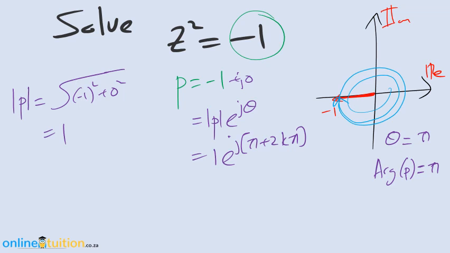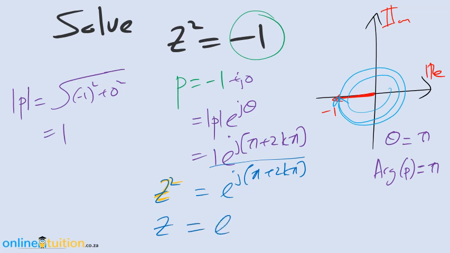So what are we solving for? And P we said was this guy, so it's e to the j pi plus 2k pi. If I take the square root on both sides, then I'm going to get e to the j, watch this, pi by 2 plus k pi.